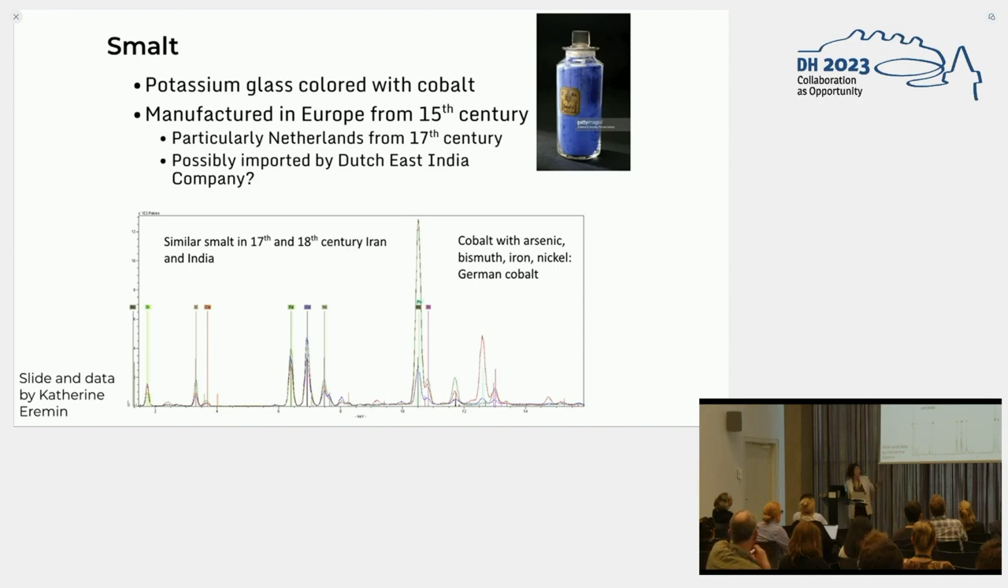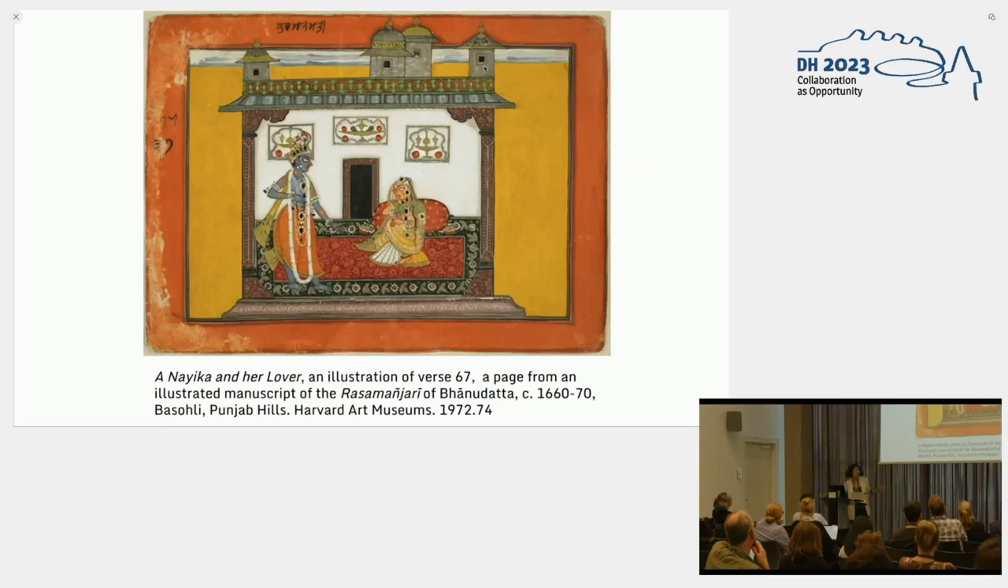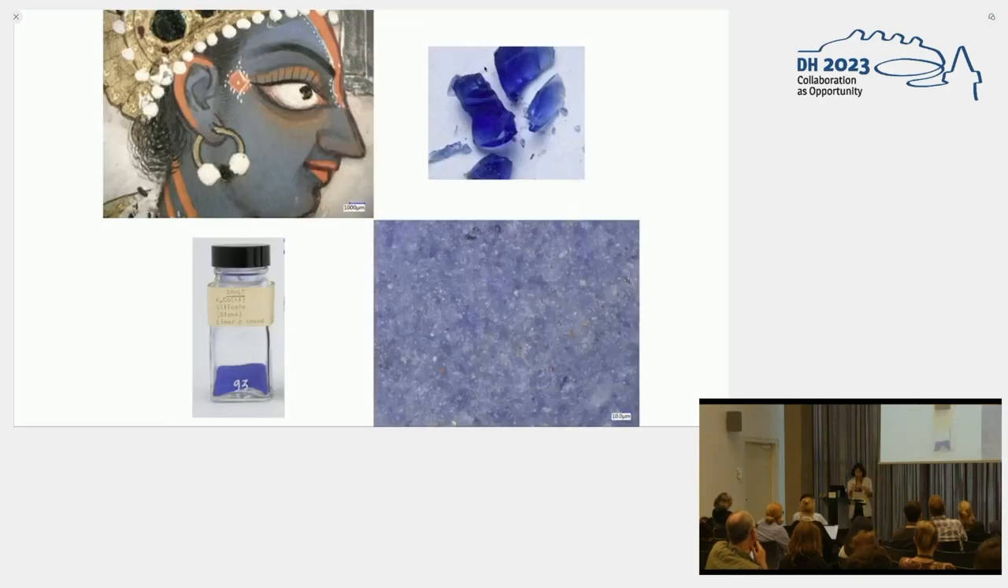And this is a smalt sample seen in Iranian and Indian material from the 17th and 18th century, and that matches the signature, the reference structure, of the pigment that's produced in Europe. This is an example that we have that actually matches the reference spectra from European samples. But we don't know if artisans in India may have used a cobalt-based pigment before the production and importation from Europe. We simply don't have a baseline data point for this knowledge.